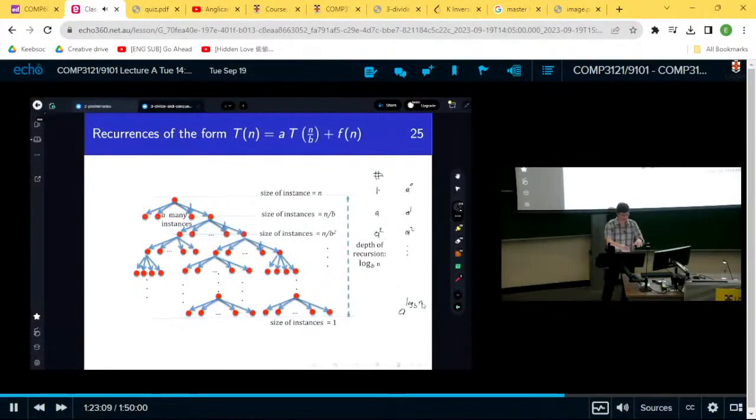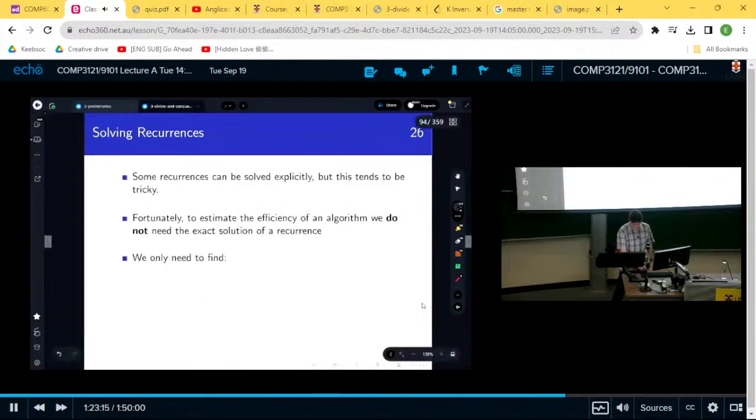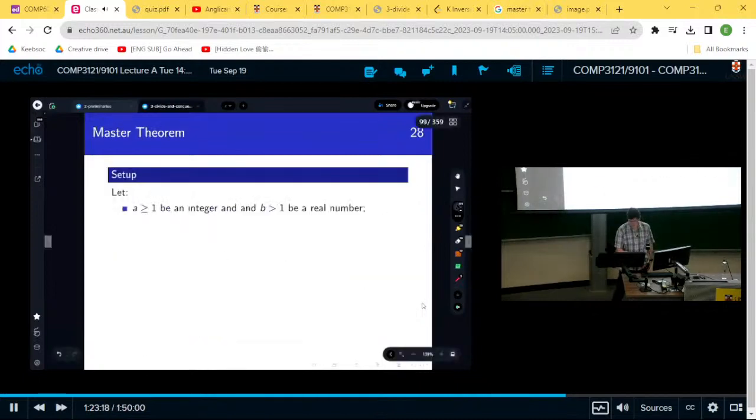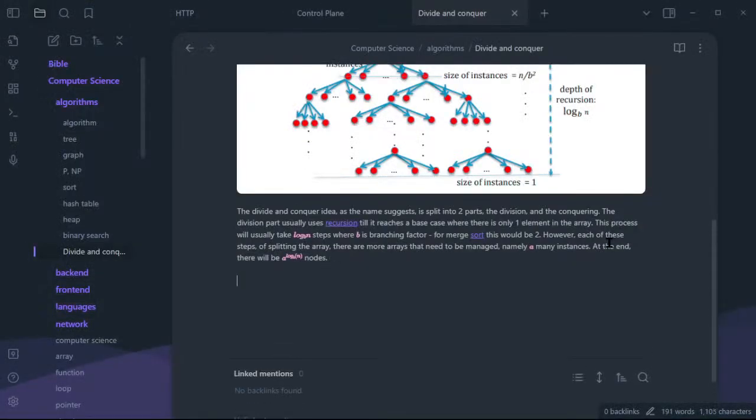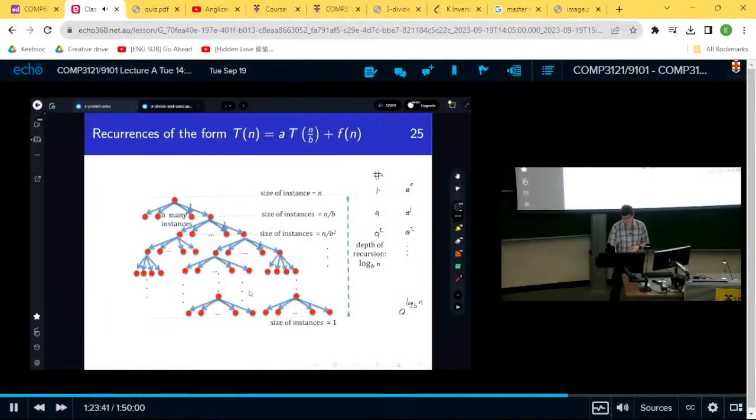Let's say a is at least 2. Actually, is that one of the conditions? a could be 1. What if a is 1? That is a special case, because we're just creating a very linear tree, and the size decreases by b each time. Let's assume a is at least 2. Then most of our nodes will occur on the bottom level. Let's assume this is a full tree, a complete tree where the bottom row is full.